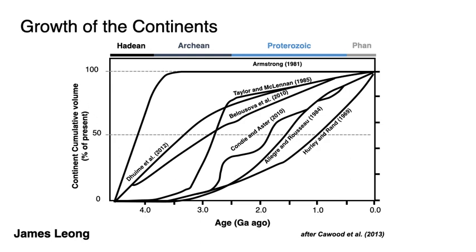This shows a plot of the cumulative volume of continent as a function of time, starting 4.5 billion years ago and coming up to the present. What's plotted in this figure are various proposed continental growth curves by various authors, as you can see. So there are some models that show the continents appearing very rapidly and early on into their full 100% of what we see today, and other models that show slow, gradual accumulation of continental material over the entirety of Earth history.